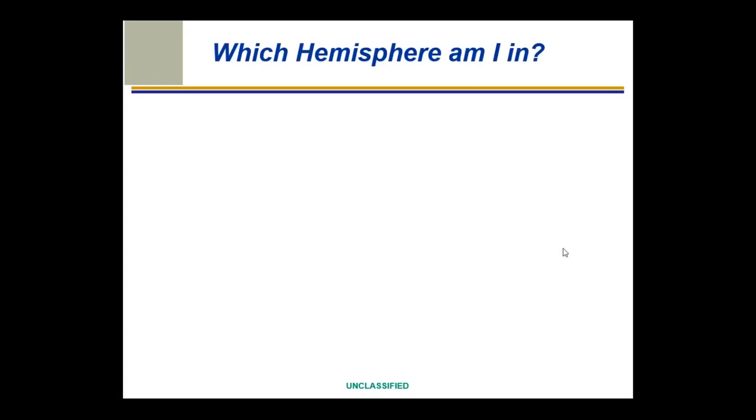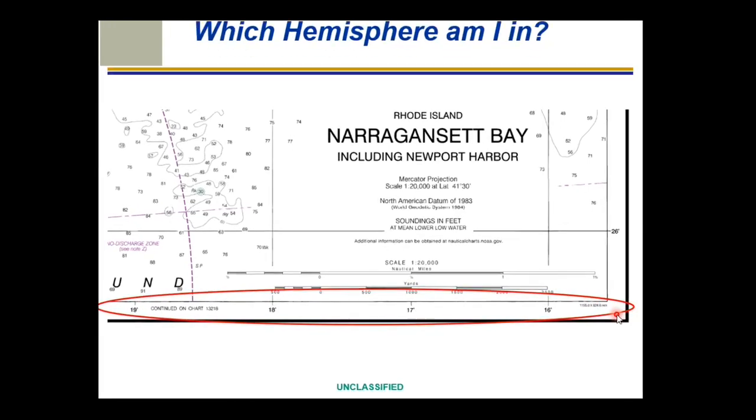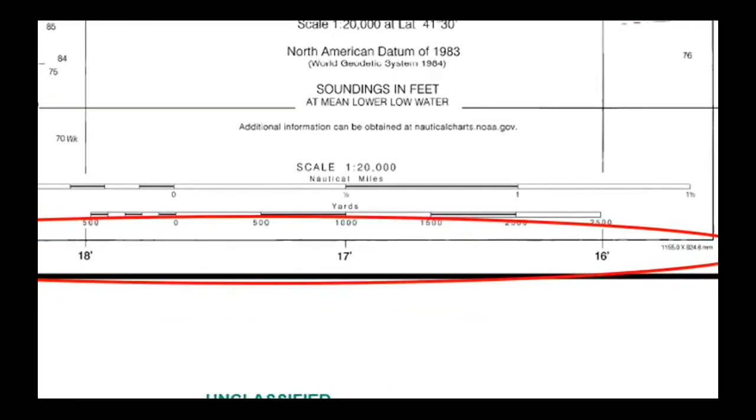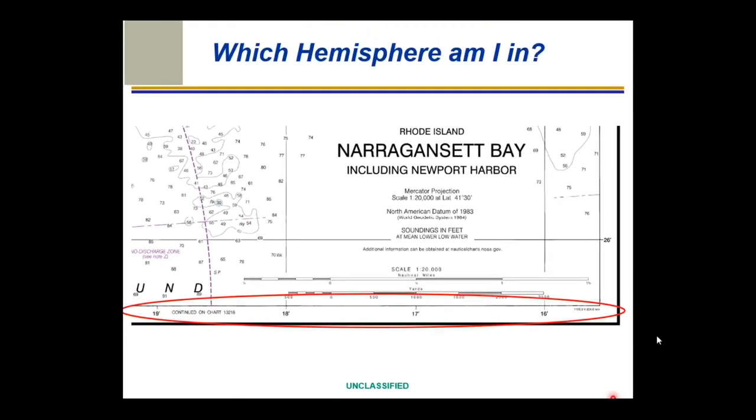The first thing to consider is which hemisphere are you in? By looking at the latitude and longitude on your chart, you'll be able to determine which hemisphere you're in. For this example, right now we're specifically looking at longitude. We see on this chart of Narragansett Bay that our minutes of longitude are increasing from right to left. This tells me that I'm in the Western Hemisphere.